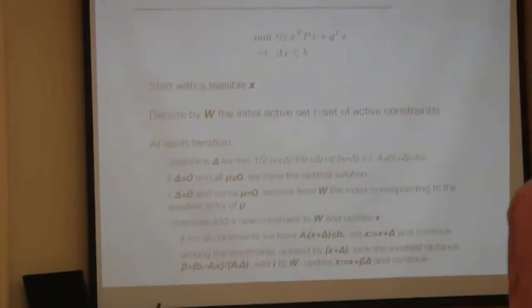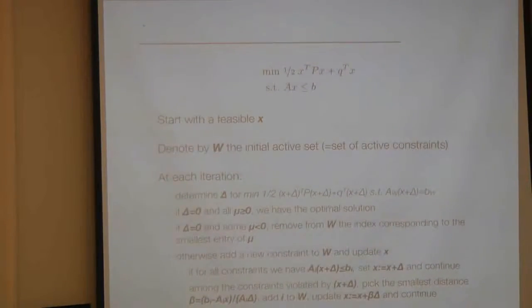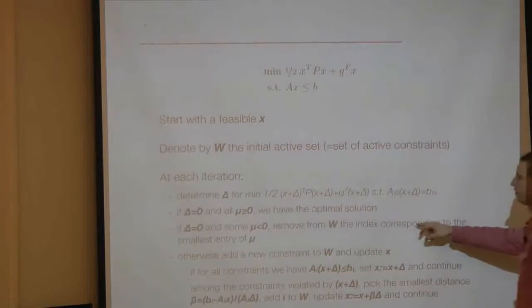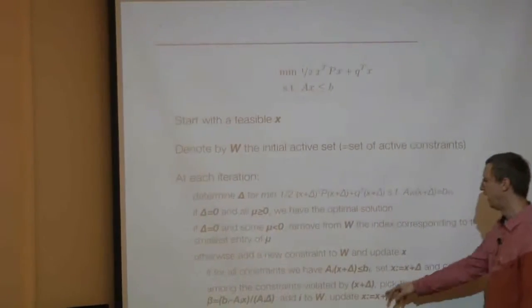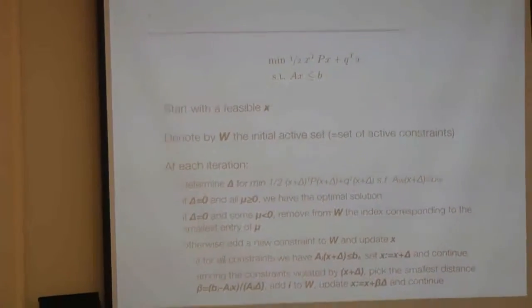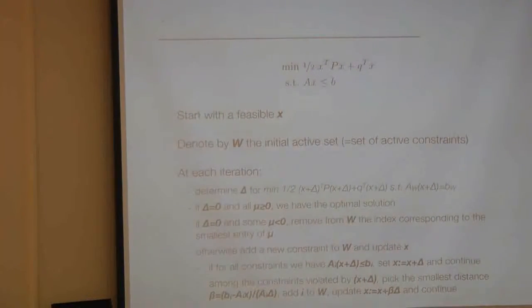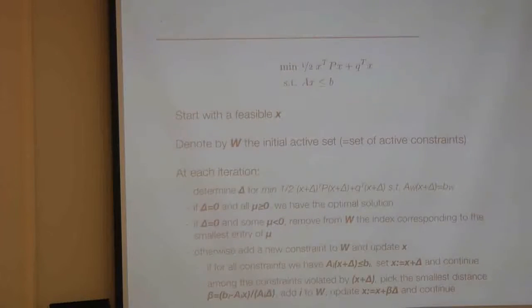And yes, you can argue, is the heuristic which says remove the constraint which has the smallest entry of the Lagrange multiplier, add the constraint which has the smallest distance, really the best rule for a particular problem? That's why solvers, meaning software packages which implement the active set method, give us the freedom to play with these rules. And actually, different rules can lead to different performance of the solver.